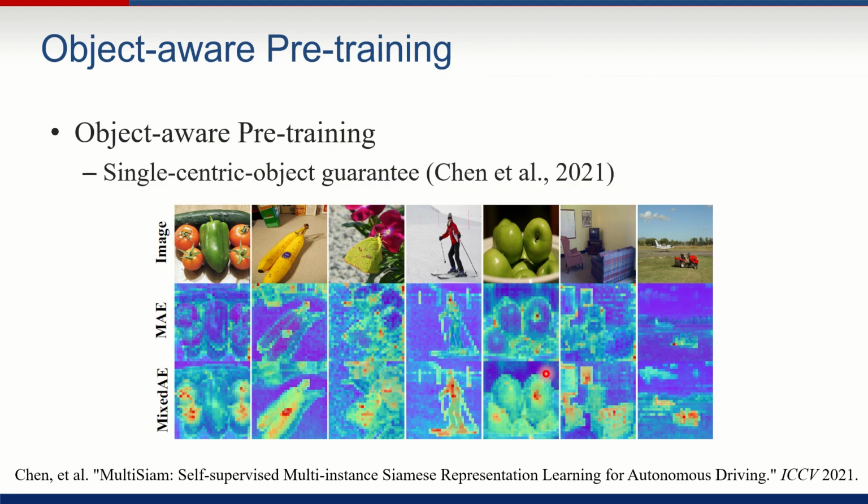Moreover, we find that by reconstructing the mixed images, we can achieve object-aware pre-training without any specific modules, thanks to the single-centric object guarantee of the ImageNet dataset. Compared with MAE, which mainly focuses on the most discriminative patches like the boundaries or the edges, our mixed autoencoder can discover foreground object patches more precisely and completely.